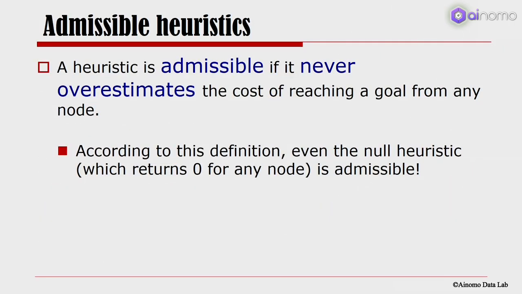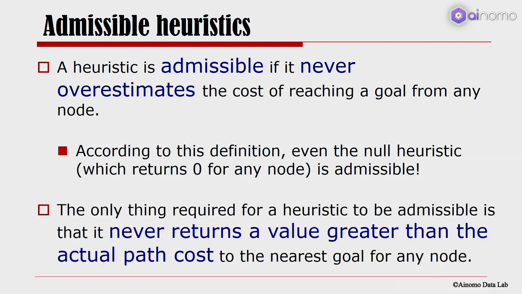So a heuristic is admissible if it never overestimates the cost of reaching a goal from any node. So in that case, the null heuristic, which returns 0 for any node, is also an admissible heuristic. The only thing required for a heuristic to be admissible is that it never returns a value greater than the actual cost to the nearest goal from any node.